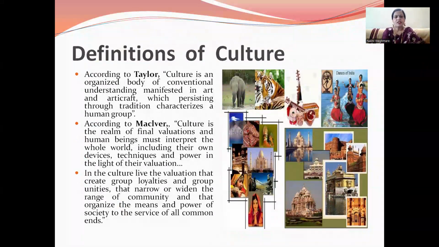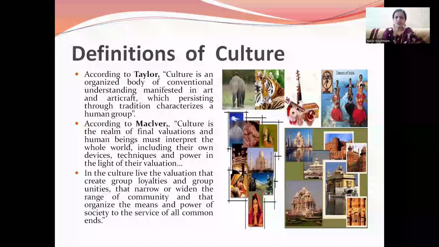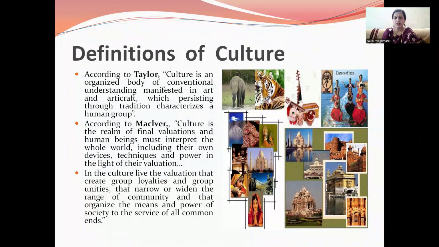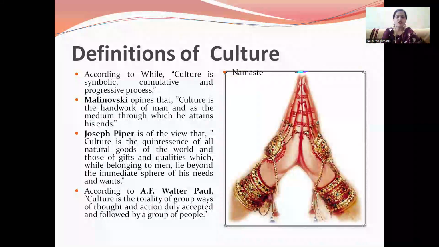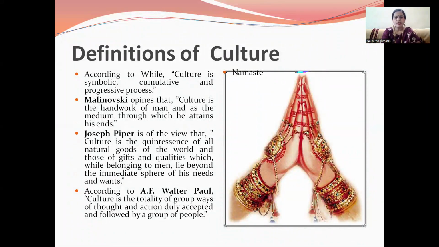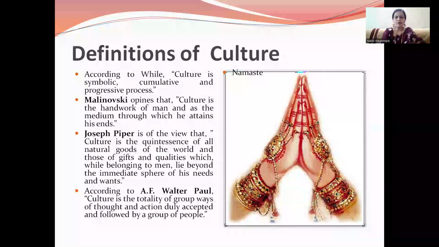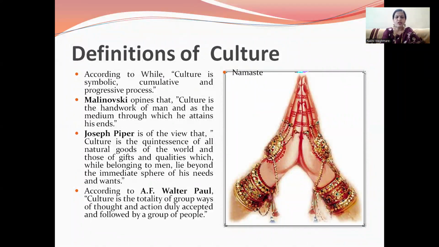According to Taylor, culture is an organized body of conventional understanding manifested in art and craft, which, persisting through tradition, characterizes a human group. Then the other scholars' opinions we find here about culture. Joseph Pepper is of the view that culture is the quintessence of all natural goods of the world and those gifts and qualities which belong to men beyond the immediate sphere of his needs and wants.